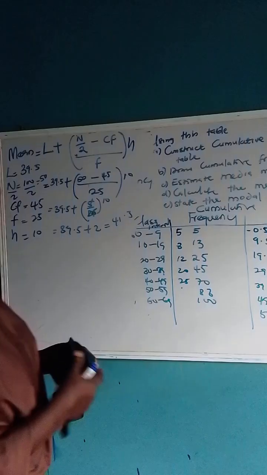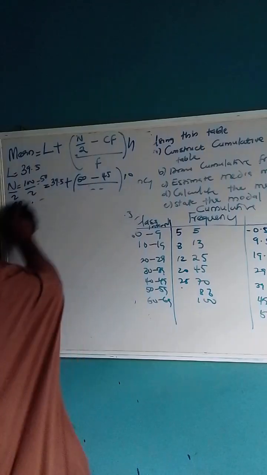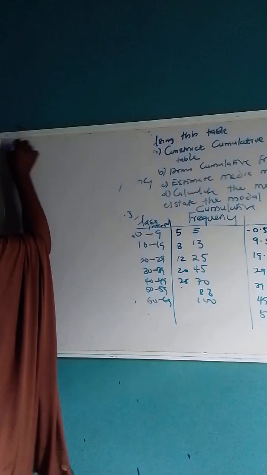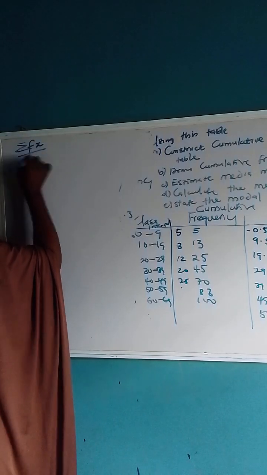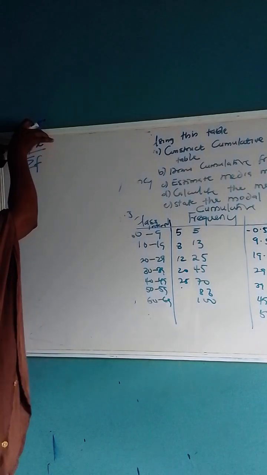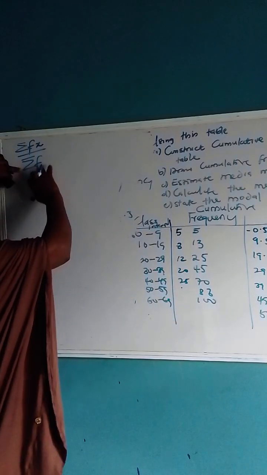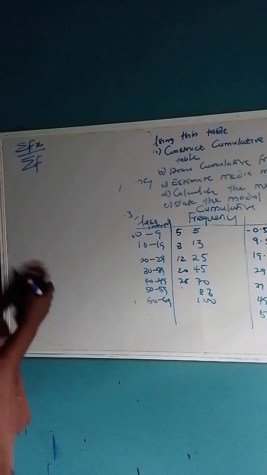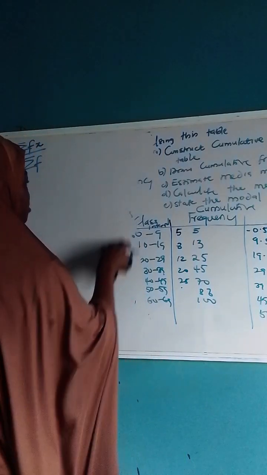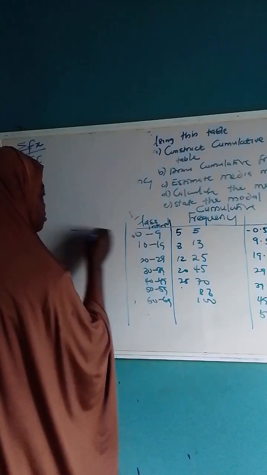So you are asked to calculate the mean mark. The formula for calculating the mean mark is summation fx over summation f. This sign signifies summation. It means addition: you add the product of fx for each class together, and divide by the sum of f. So the next thing that we are going to do is get our summation fx.